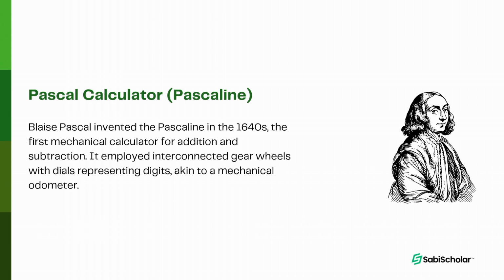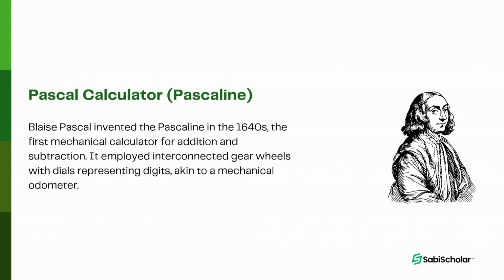Remember, Napier bones was more specialized for doing mostly multiplication. But in this case, Pascaline was the first mechanical calculator for addition and subtraction. So it had gears and wheels and dials that represented digits, akin to the mechanical odometer. That's basically what the Pascaline was actually like. And it was invented in 1640s. The Pascaline calculator was specifically specialized in doing addition and subtraction. It was able to do two things, whereas the Napier bones was mostly used for multiplication.